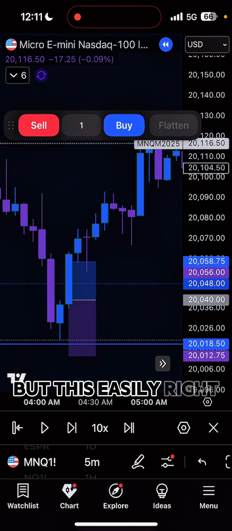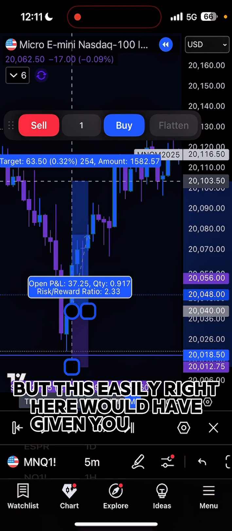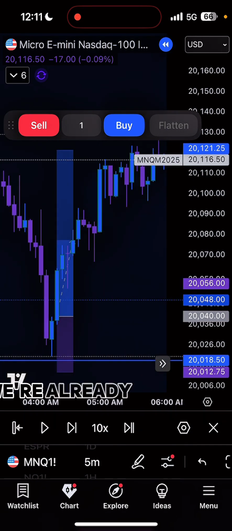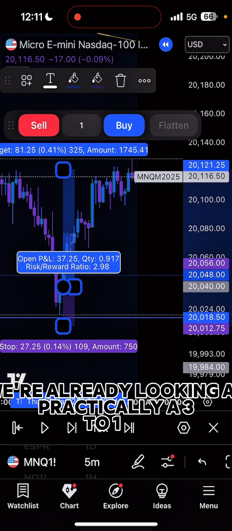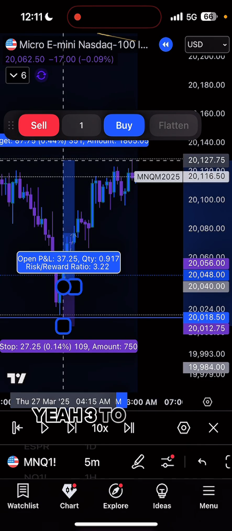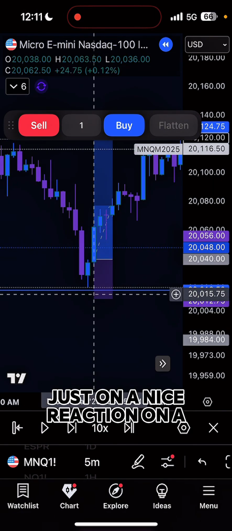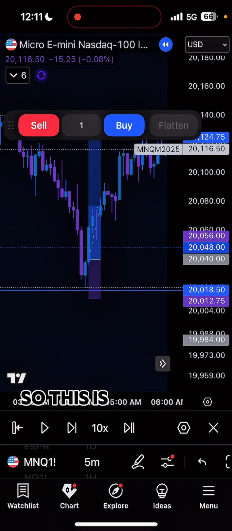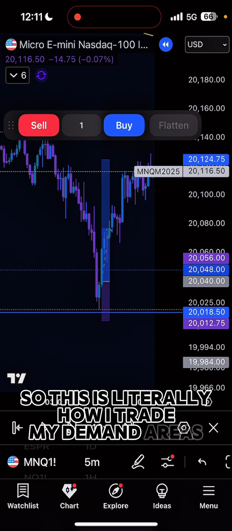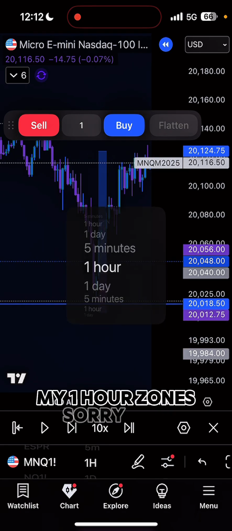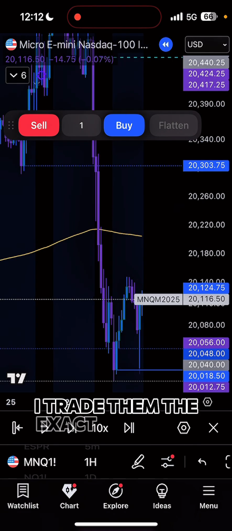But this easily right here would have given you, as you can already see, practically a 3-to-1 at this point. Easily, yeah, 3-to-1, just on a nice reaction on a demand zone. So this is literally how I trade my demand areas. My 1 hour zones, my 1 hour supplies, I trade them the exact same way.